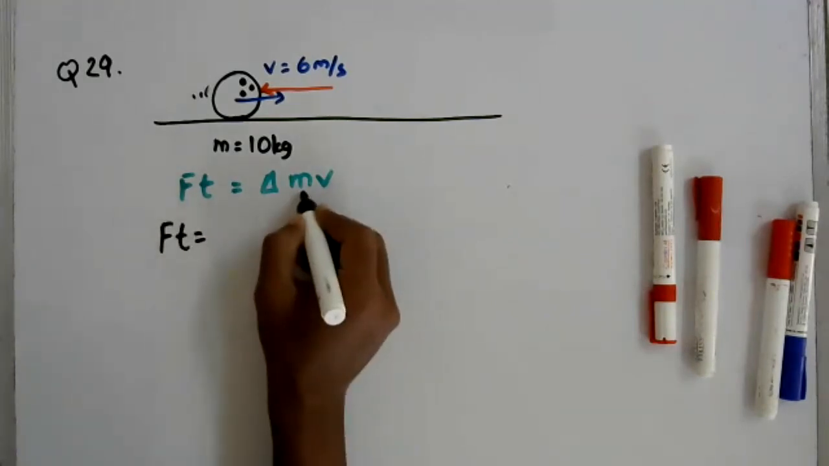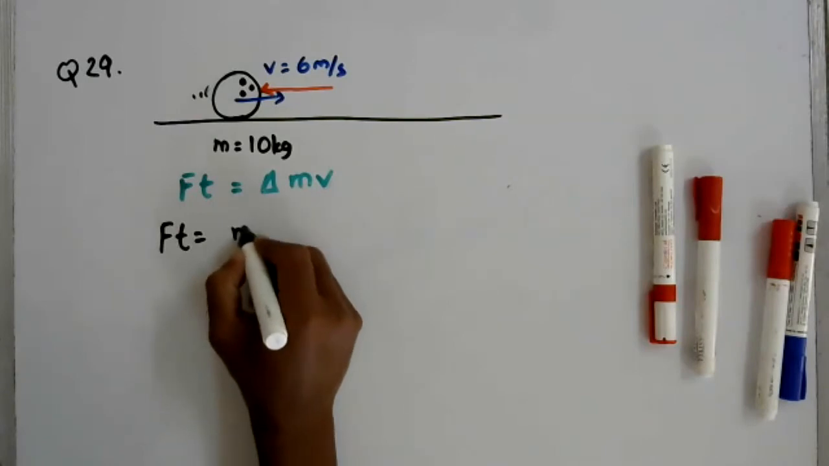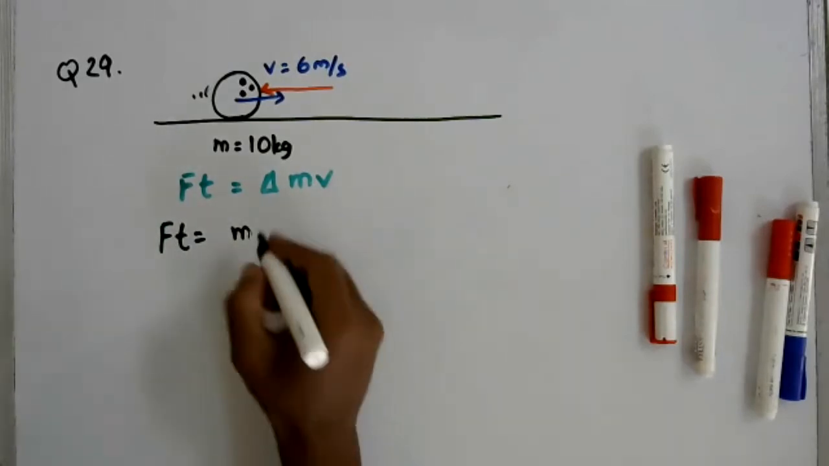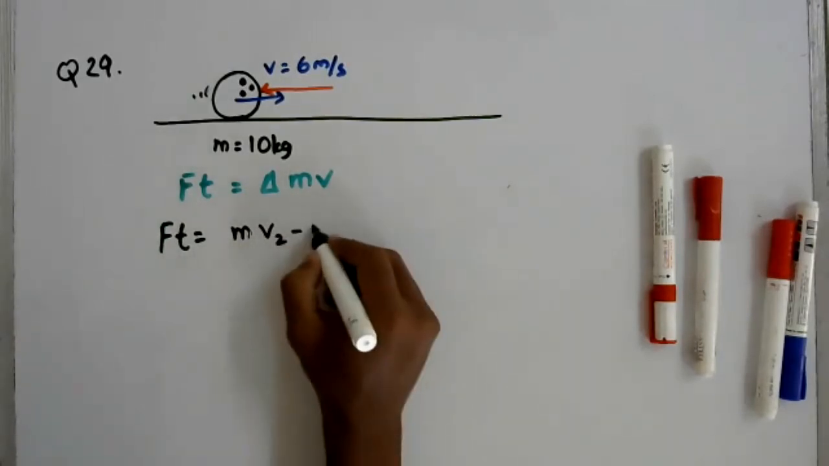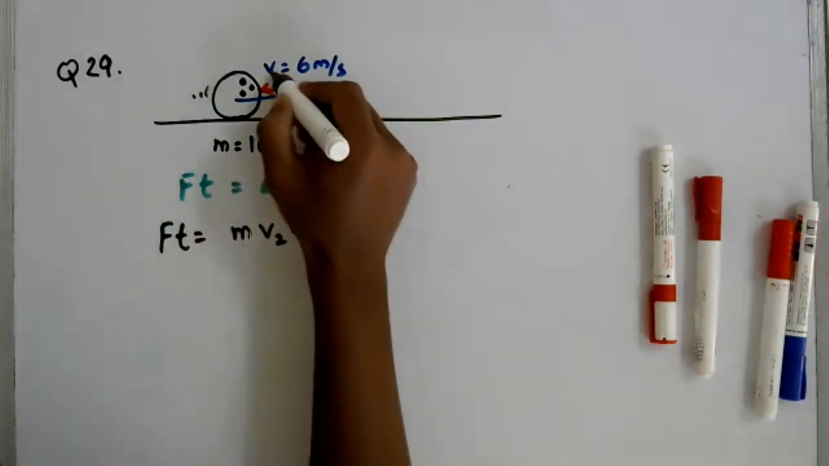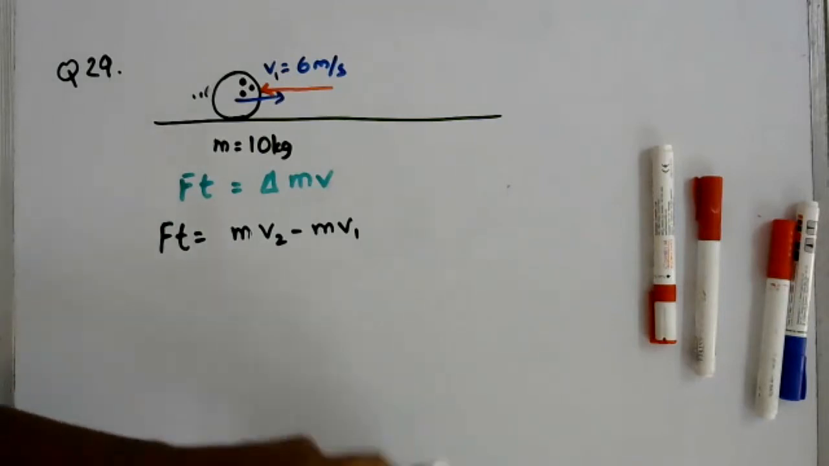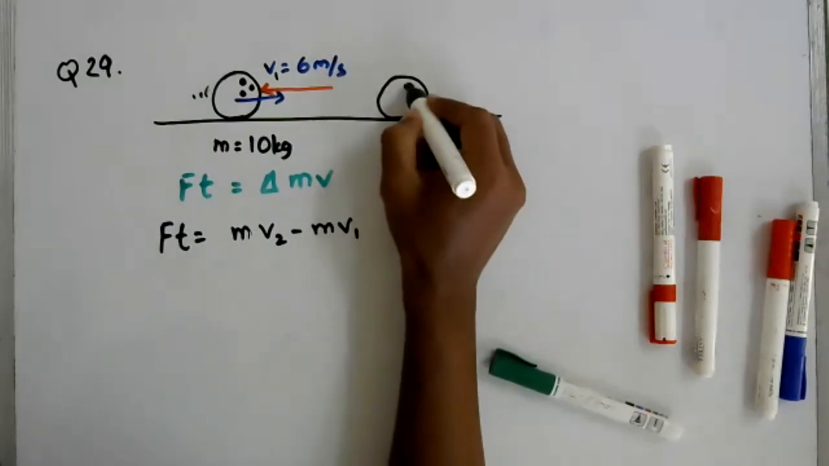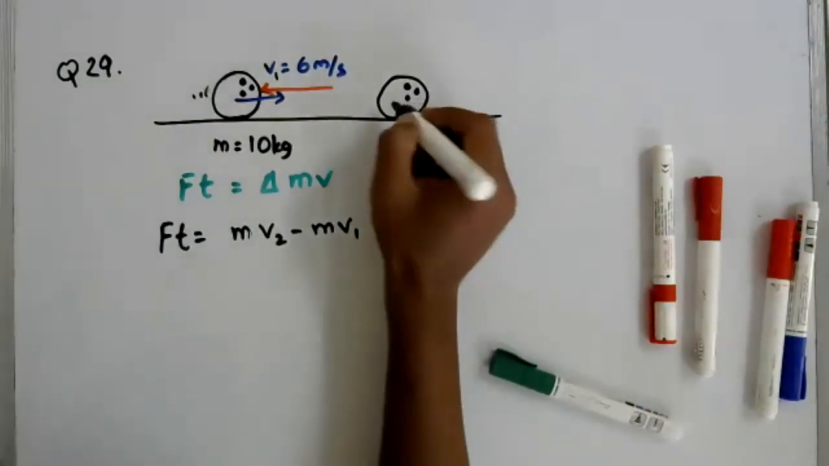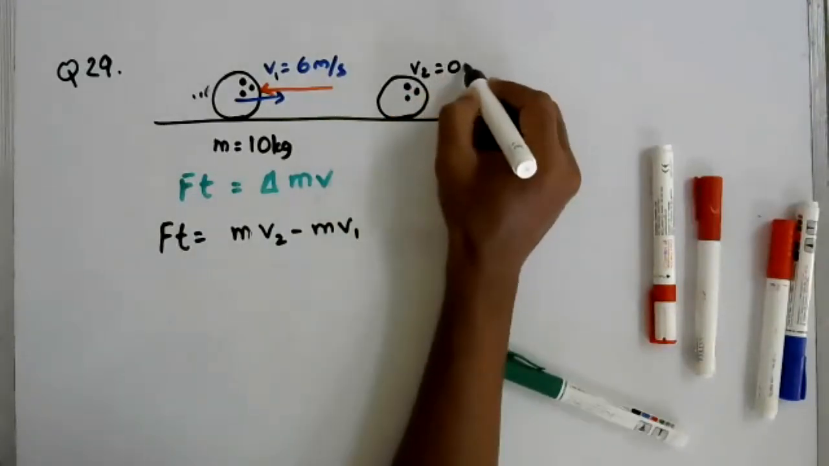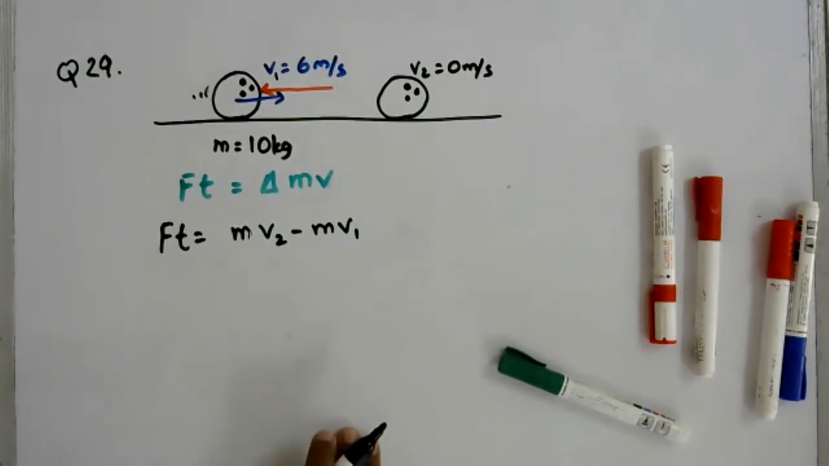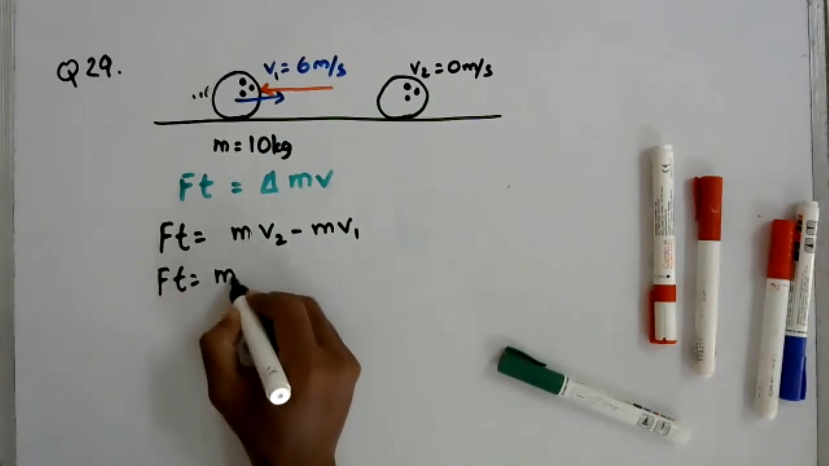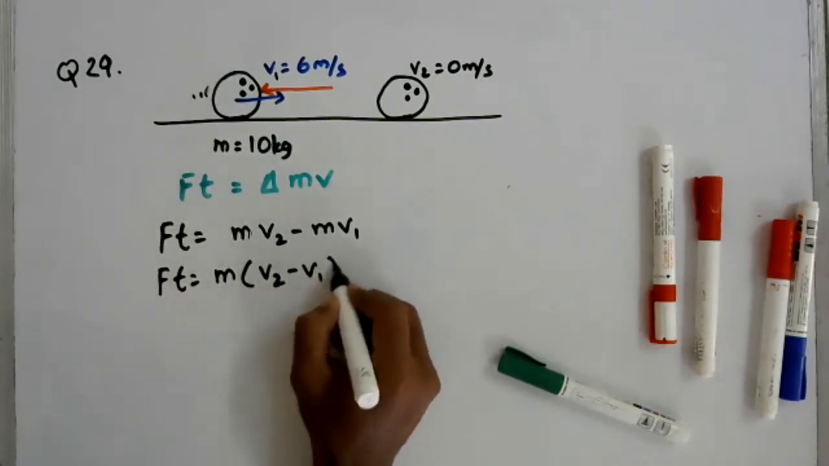Ft is equal to delta mv. That means it is mv2 minus mv1. So I need to keep this as v1 because that's the initial velocity, right? And at the end of this process, the bowling ball comes to a rest. So v2 will be equal to 0 meters per second when the force has been applied. So I can keep Ft equals m times (v2 minus v1).